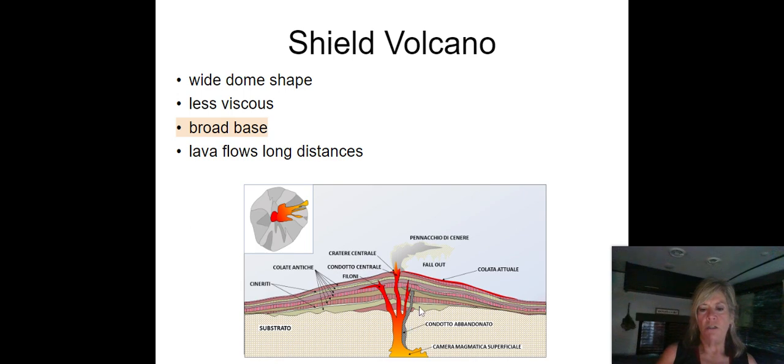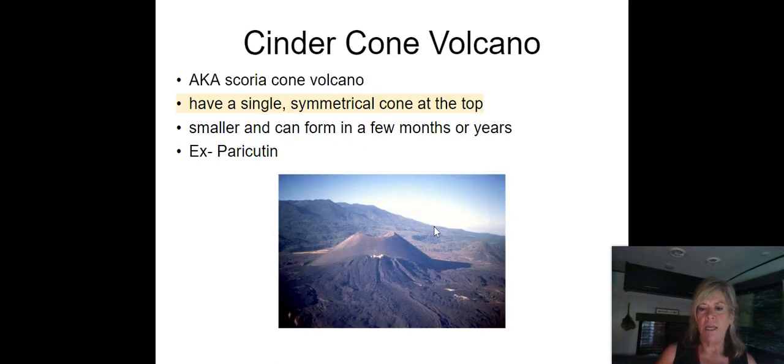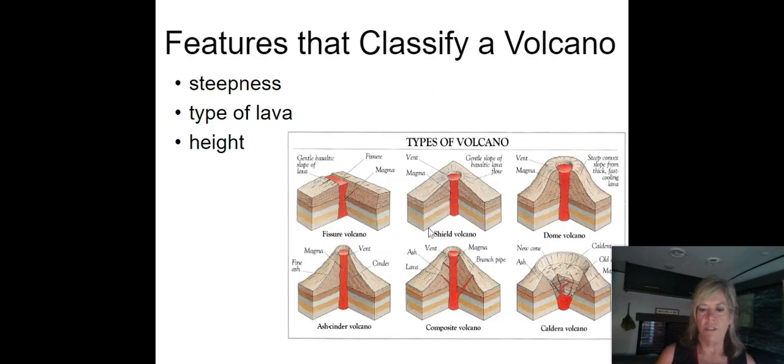So the picture on the previous slide showed the shield volcano with the lava flowing a long distance. So the cinder cone volcano, aka scoria cone, and aka means also known as, has a single symmetrical cone at the top, is smaller, and can form in a few months or years. So that is very different than the previous two.